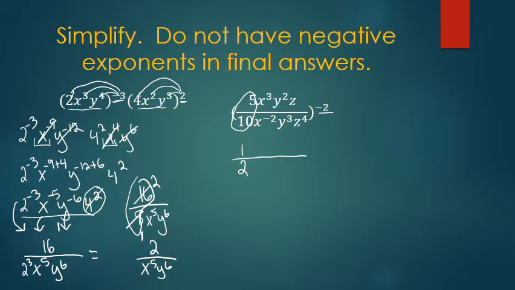I then have x to the 3 minus negative 2. You have to be really careful of that. Another way to think about it is that you are flipping. You want to get rid of the negative, so you're going to flip the negative up here and turn it positive. So if you think of it that way, you get x to the 3 plus 2. Okay, and then I have y to the 2 minus 3, and that comes from here and here. And then I have a z to the 1, so z to the 1 minus 4. And all of that is raised to the negative 2.